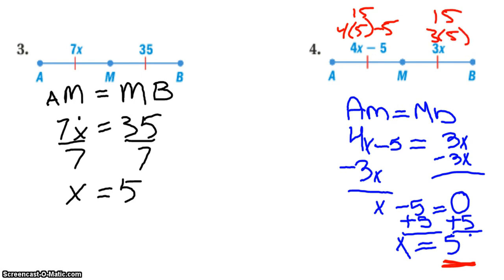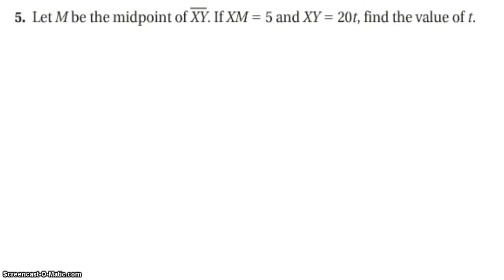15 is on that side, so they both equal 15. Just as if we tested this one here, 7 times 5 is 35, and then this side was 35. So we are able to check our own work and know that we have the correct answers. Okay? Go ahead and read this carefully and do it on your own.